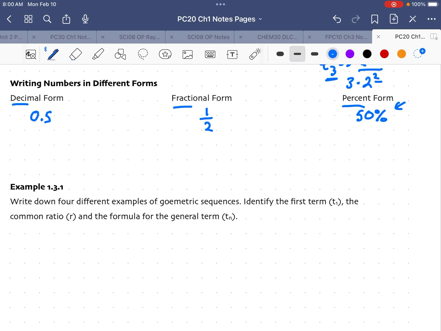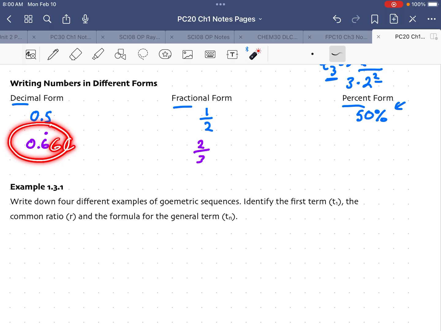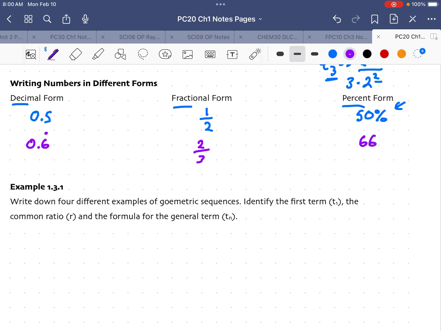So as another example, let's say we have 2 over 3. This is equal to 0.6 repeating 6. And you can see this is difficult to work with because there's always more 6s. This is easy to work with because it's just integers. Well, this is about 66.7%. That's a rounded form.